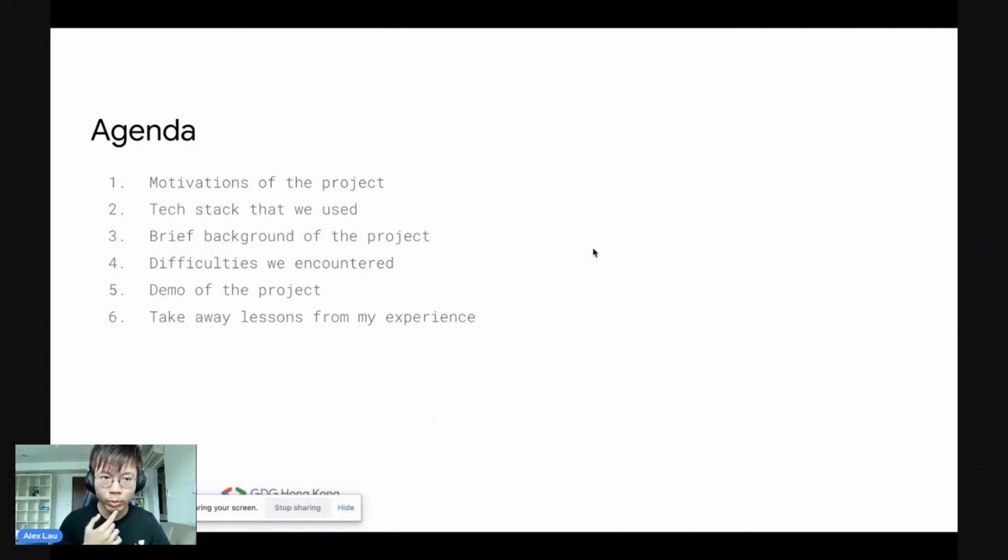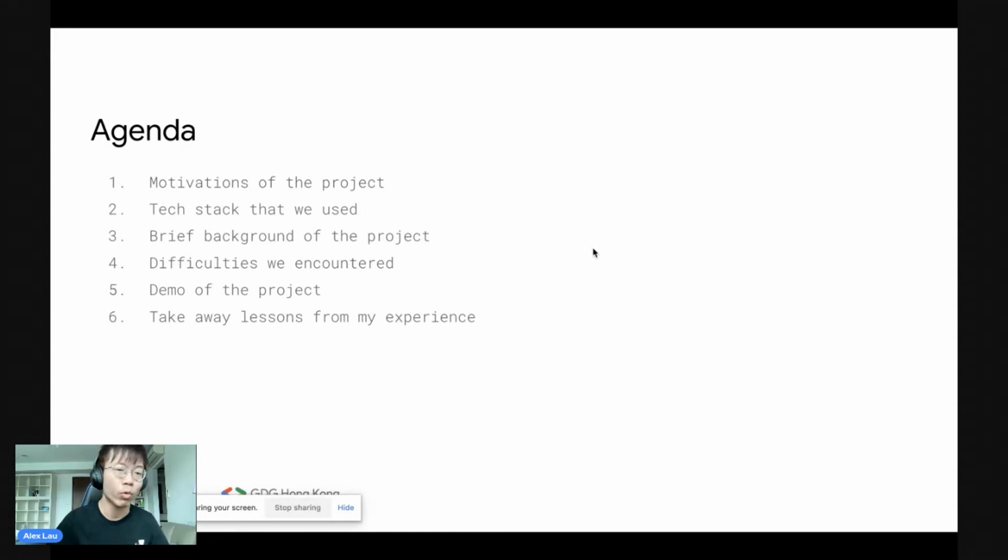I will start off with the motivation for why I started the project and introduce the tech stack that I use. Then I will briefly introduce the background of the project. It's good to grab some context on the model, essentially how it works in principle. But I also want to talk about the difficulties that we encountered throughout the project.